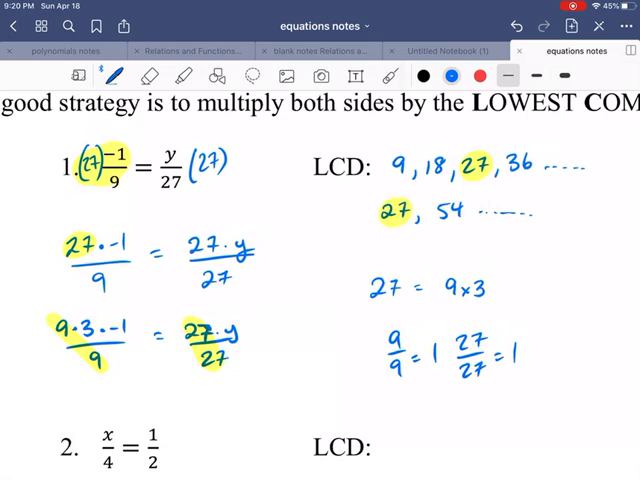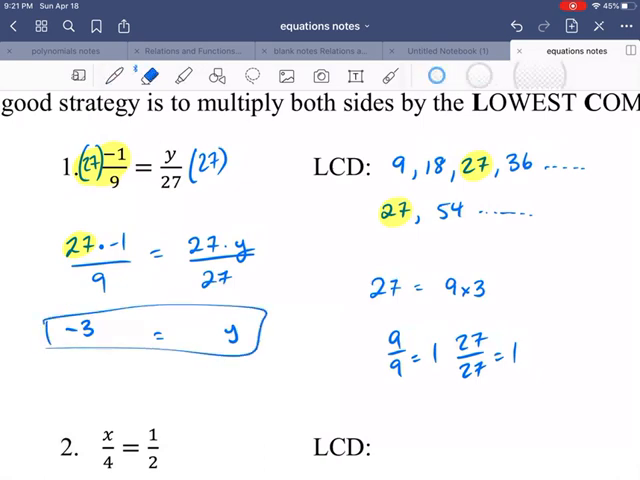That's also just 1. So what happens is this 9 and that 9 simplify to just 1, and this 27 and that 27 also simplify to just 1. So really you're left with 1 times 3 times negative 1 is equal to 1 times y. Well, 1 times 3 times negative 1 just leaves you with negative 3, and 1 times y is just y. So there's your solution. By multiplying by the common denominator, we get things that cancel out.